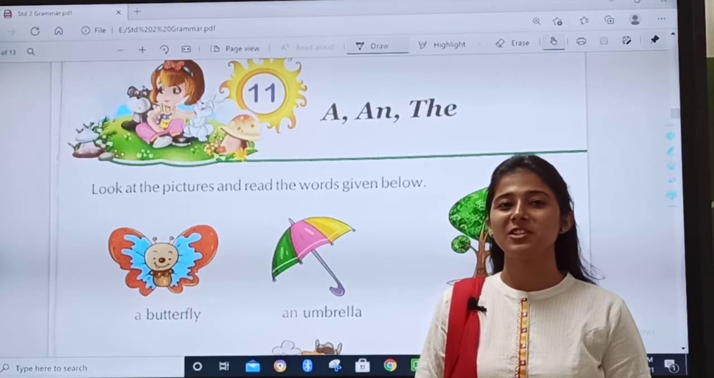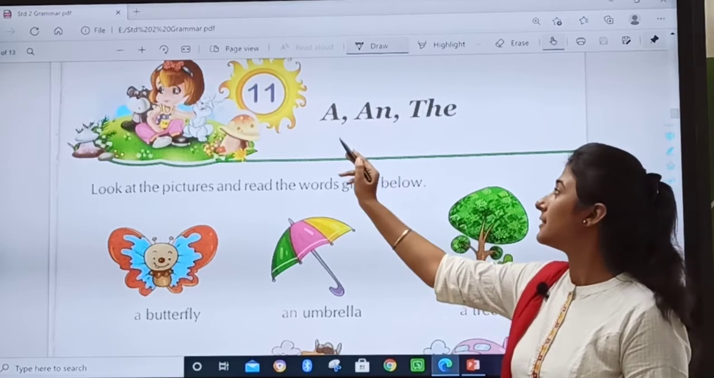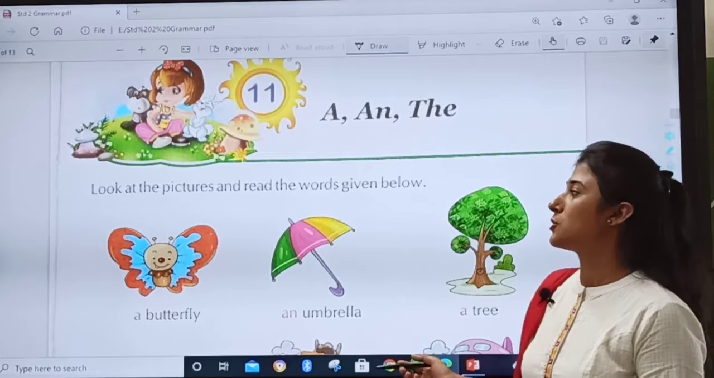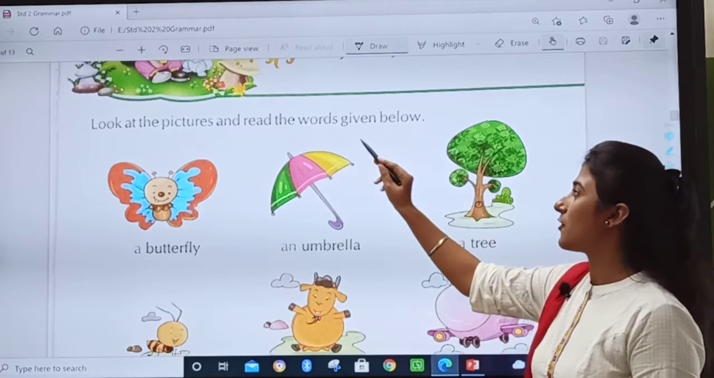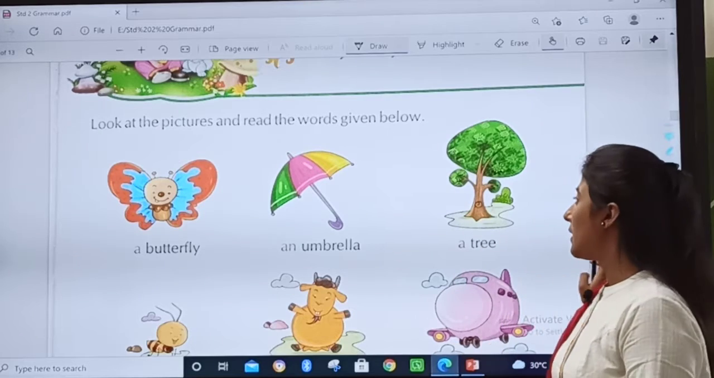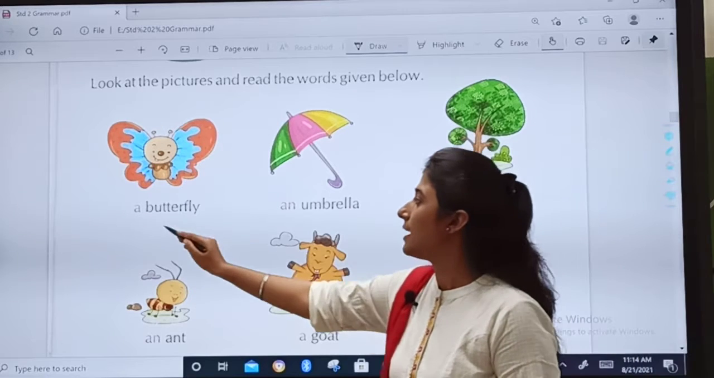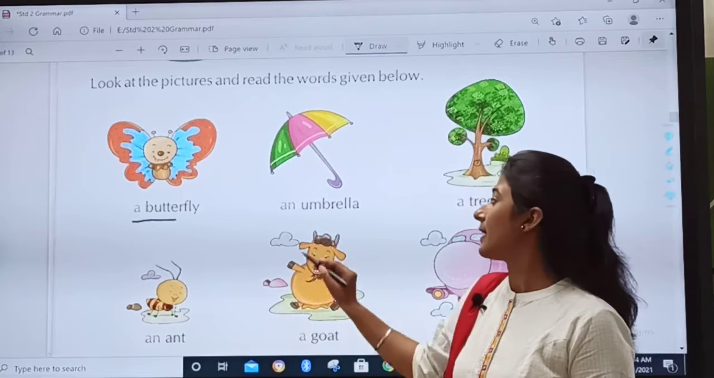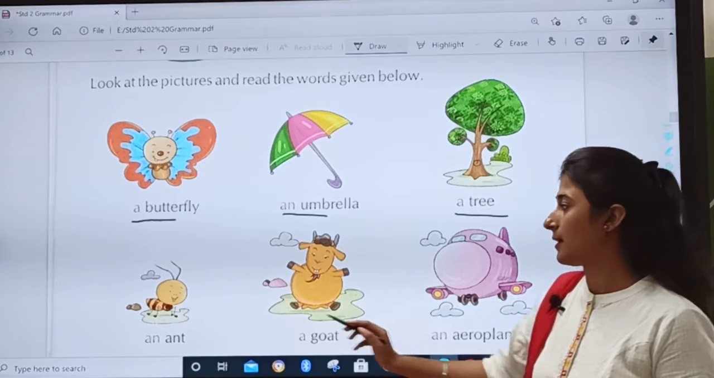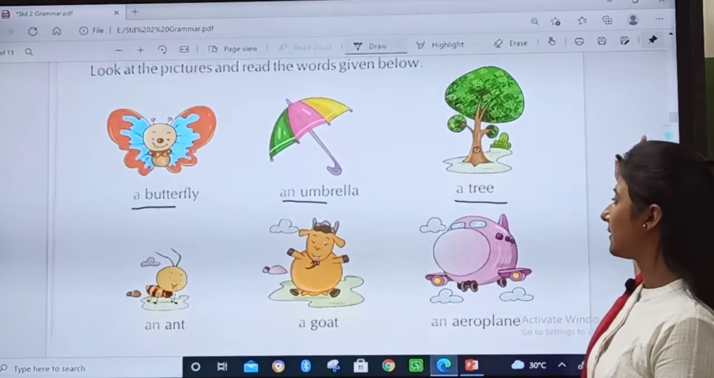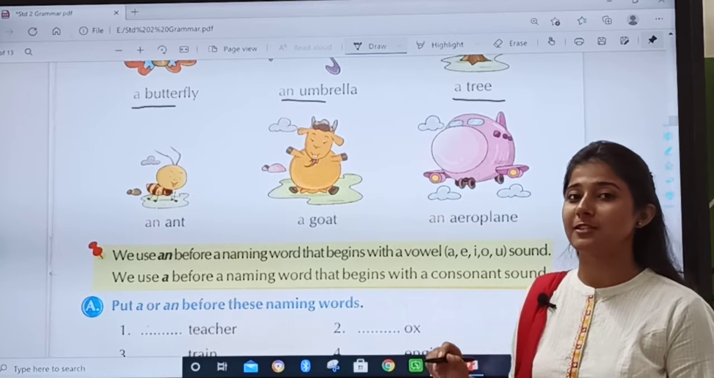So children, page number 31 of your grammar textbook, chapter 11, A and the. Let us read these words. Look at the pictures and read the words given below. Now, can you see these beautiful pictures? Let us read. A butterfly, an umbrella, a tree, an ant, a goat, an aeroplane.